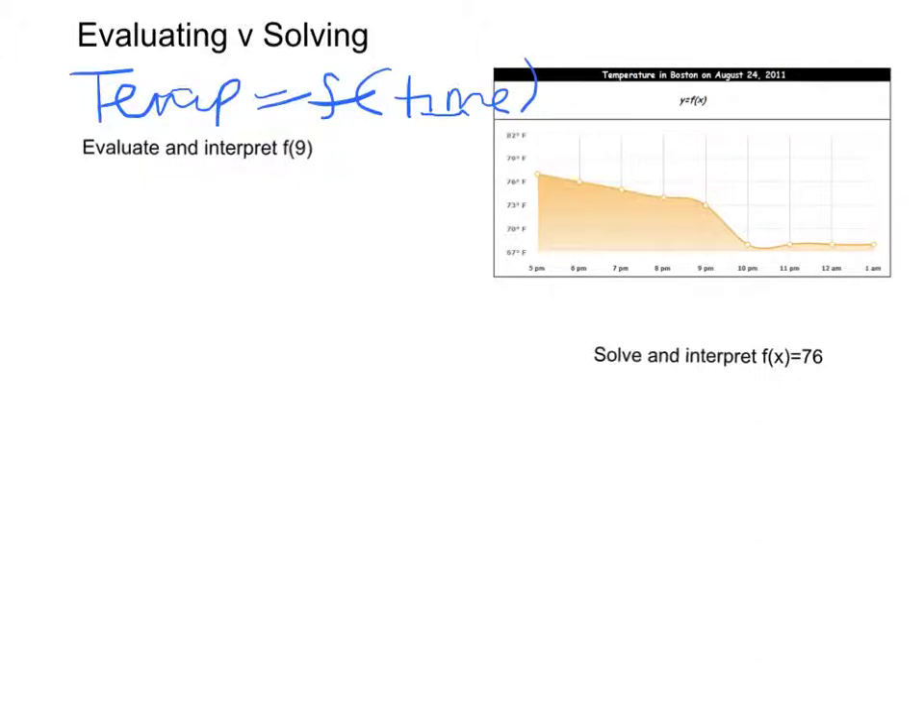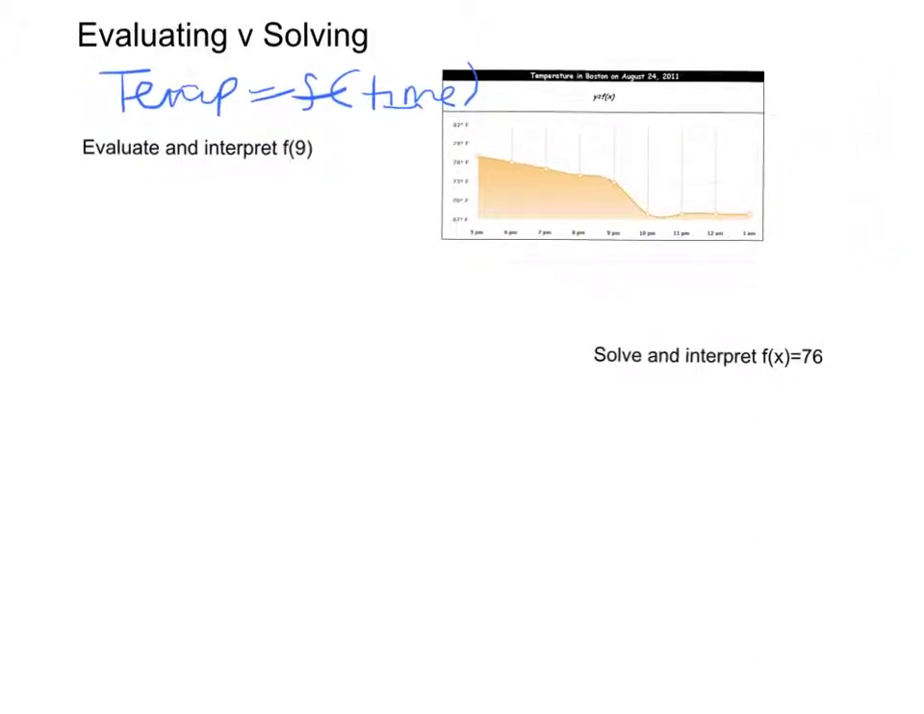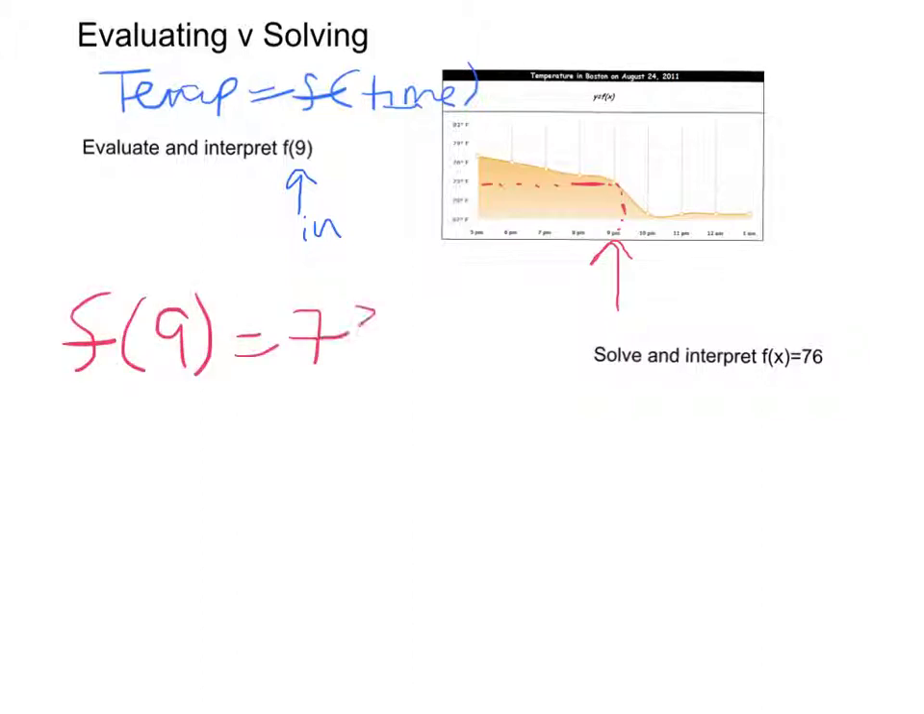What that means is that our input values are going to essentially be the time of day, and the output values are going to be the temperature. So when it says to evaluate and interpret f of 9, we know that this 9 right here is an input value. To evaluate this, we just look at our graph. We look and we see where there's 9 o'clock, which is right there. And we follow up to see, okay, well at 9 o'clock, the temperature is 73 degrees. So to evaluate, we're going to say that f of 9 equals 73 degrees.